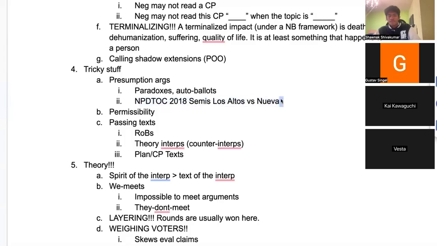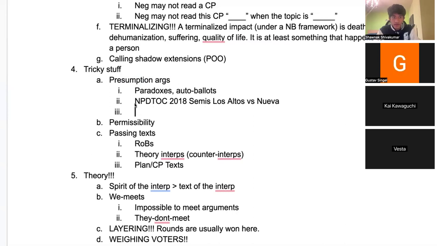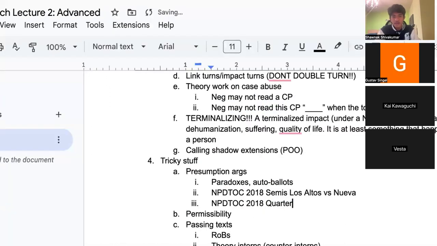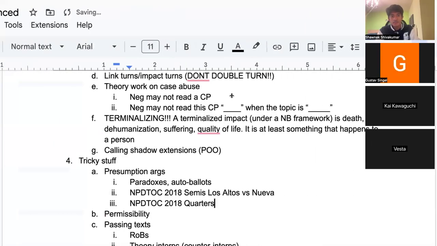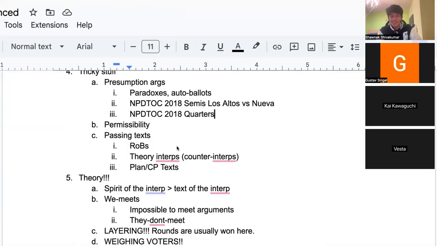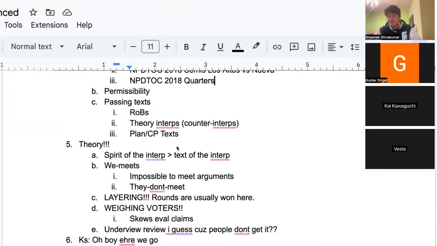Yeah. There's also a crazy round like that. There's a quarters round, which is one of the most insane things ever. Probably one of the most insane rounds. Yeah, it did include a very familiar head sheet. The head sheet was bad though. I changed it up.